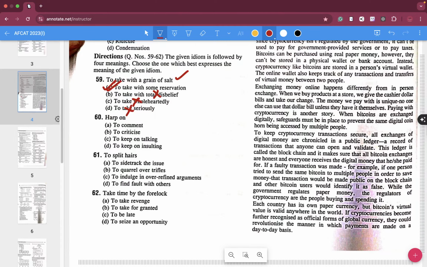Harp on. Harp is a musical instrument, right? And at times when you just keep on playing, it's a very annoying sound. So it's not to comment. Criticize seems to be the correct answer, but that is not the correct one. It's not about the insult as such. Harp on means keep on talking.